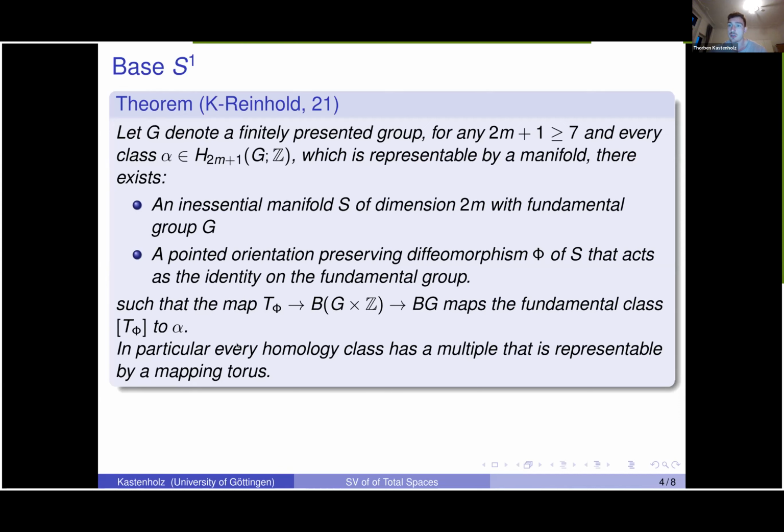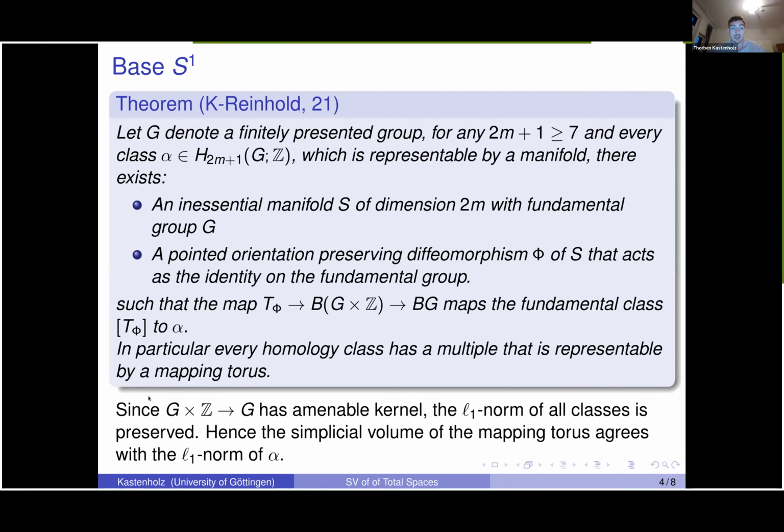And this has an interesting consequence, because the projection from G times Z to G has an amenable kernel. And so the L1 norm of all homology classes is preserved. And of course, since this map from the mapping torus to BG maps the fundamental class to alpha, and by the previously stated result this map preserves the L1 norm, we get that the simplicial volume of the mapping torus agrees with the L1 norm of alpha.